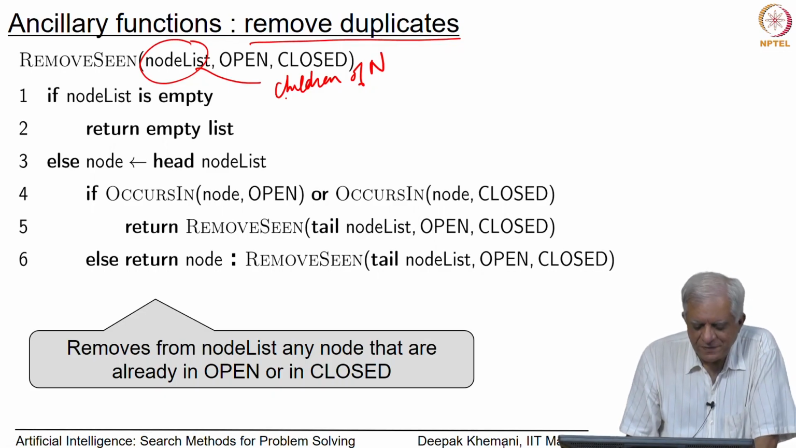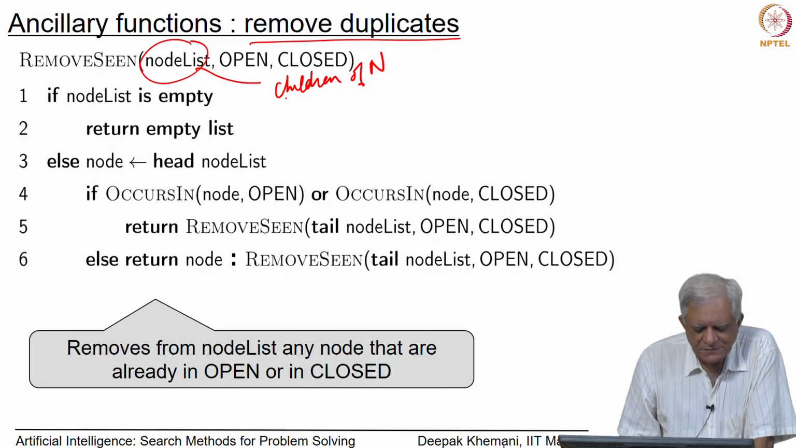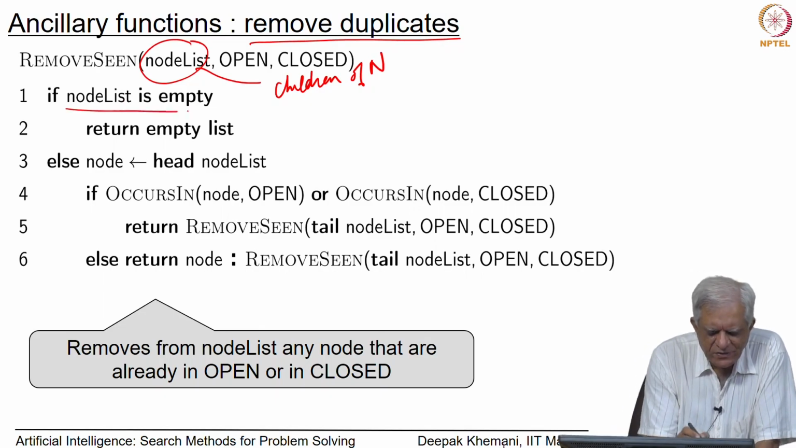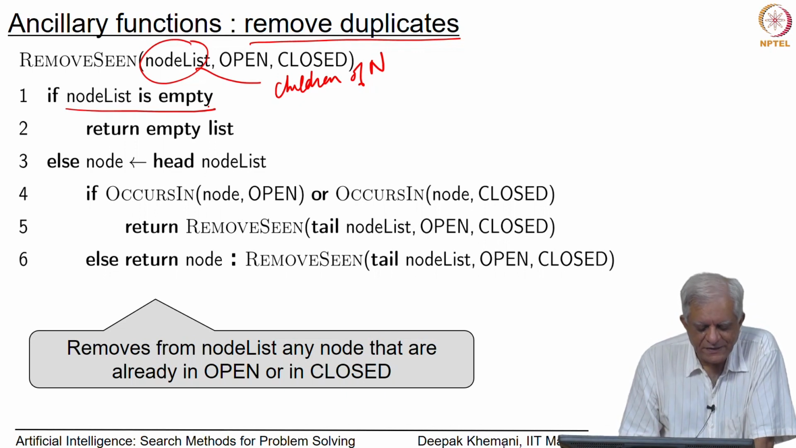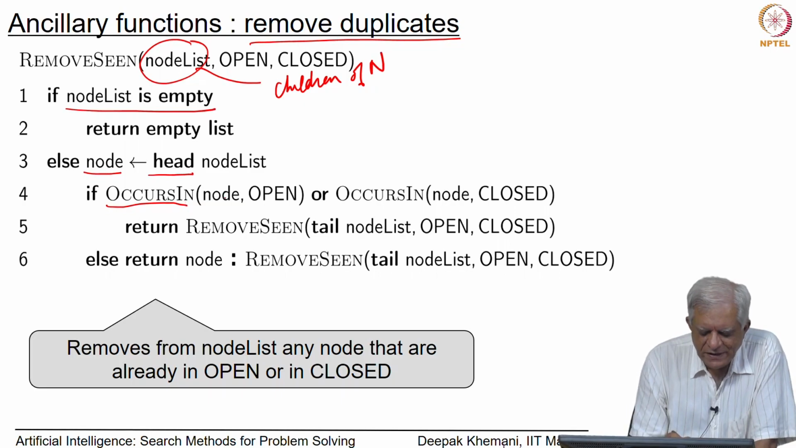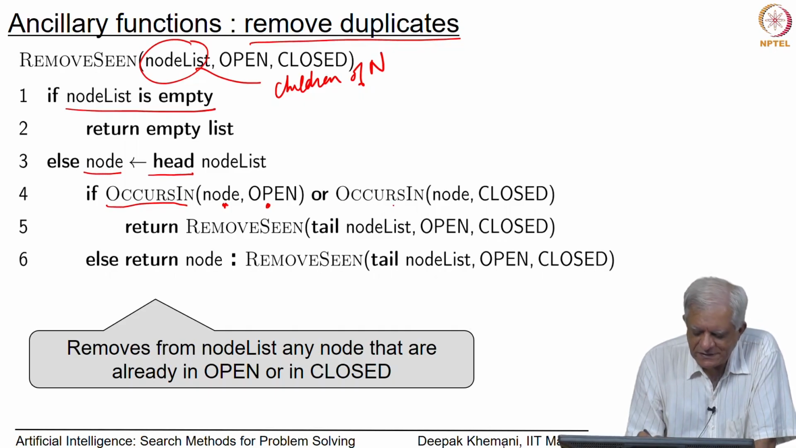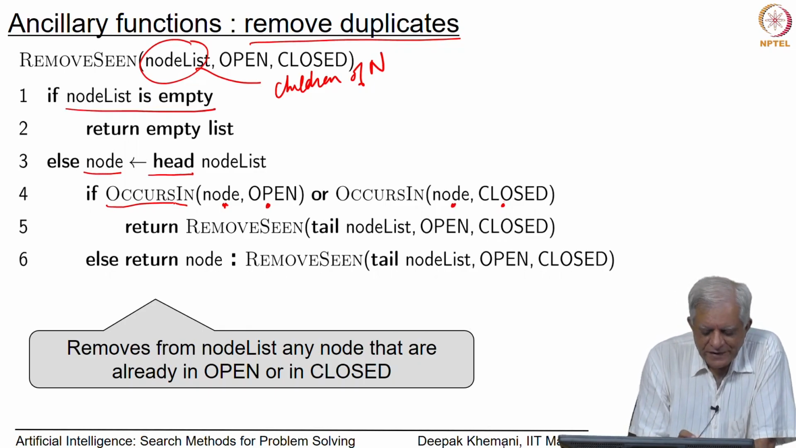So, here is a simple algorithm which does this. It is a recursive algorithm, and like any recursive algorithm, we first look at a base clause, and the base clause is that the node list is empty. If it is empty, we have nothing to do, we just return the list essentially. Otherwise, we take the head of the node list and we call it node. We assume that we will write a function called occurs in, which will look at whether this node occurs in open or not. And likewise, we will use the same function occurs in to see whether this node occurs in closed or not essentially.